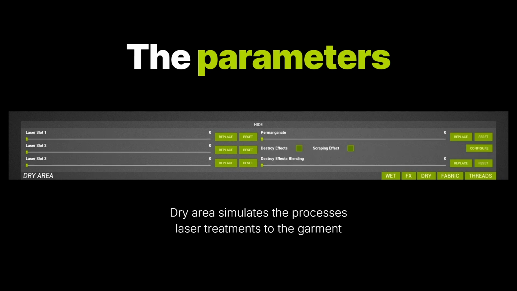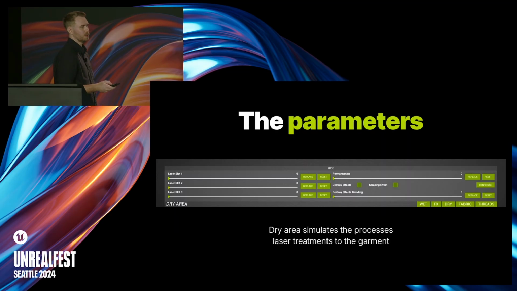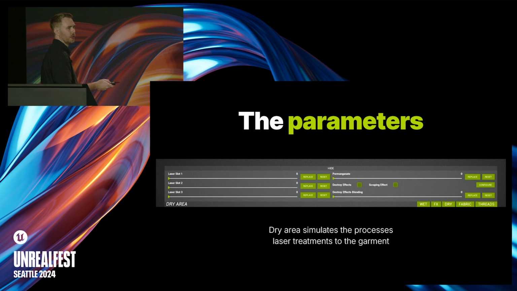Dry areas for things like the laser and manual abrasion. Destroy effect, if you have a destroy map imported, you can enable that one there, and you will get some transparency in the garment, and you can see how it would look like in real life. And the other two, this one is just for if you have a certain type of texture that doesn't work well, you might adjust the blending here to get it to look better, basically.